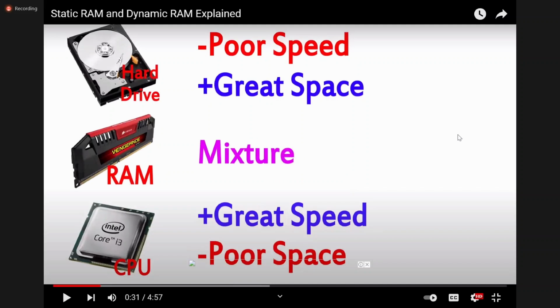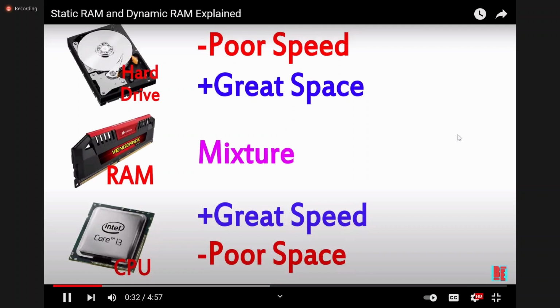Just focus that we have the hard drive, CPU, processor. The processor is very fast, but has poor space. A hard disk has great space to save, but poor speed. The speed of the hard disk is not similar to the CPU. So the RAM exists between the two. Its speed is lower than the CPU, but it can process the data quickly. Also, it can save more data than the processor.